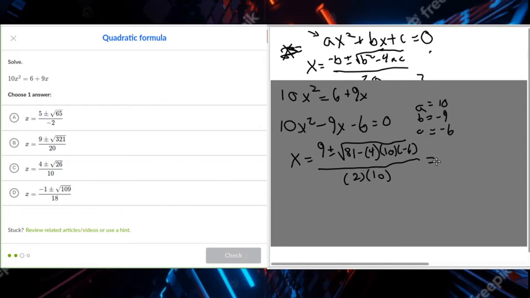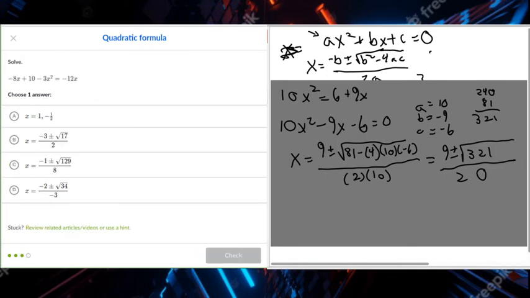All right, and I'm going to simplify that a little bit. That's going to be 9 plus or minus square root of, and let's see what we got here. -6 times -4 is 24, 240. 240 plus 81 is 321, all over 20. And there's our answer, right? Go ahead and check.